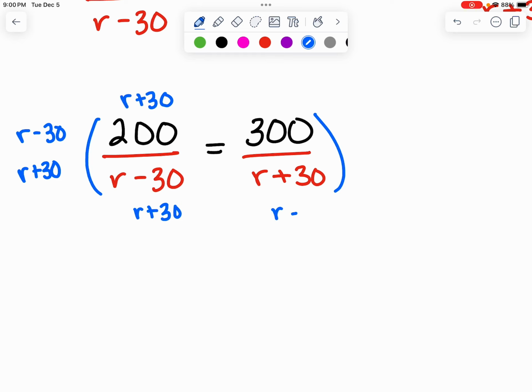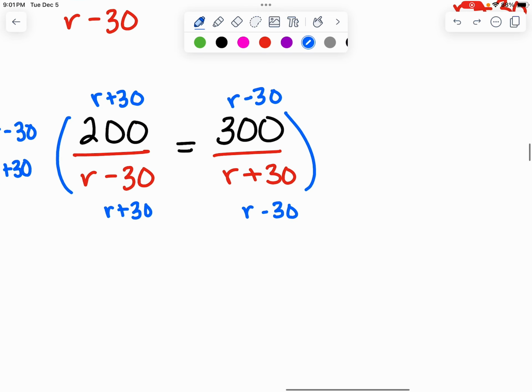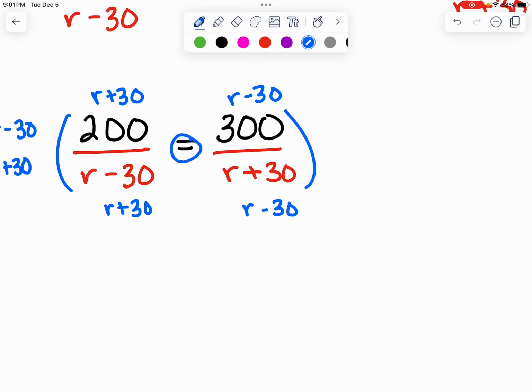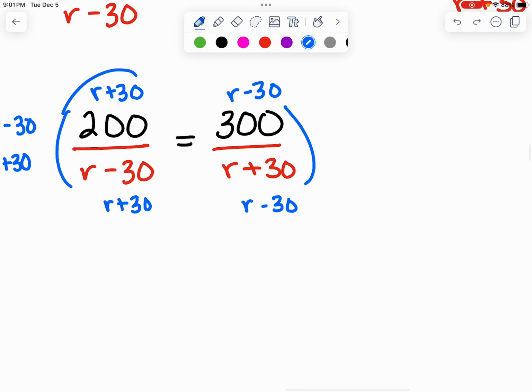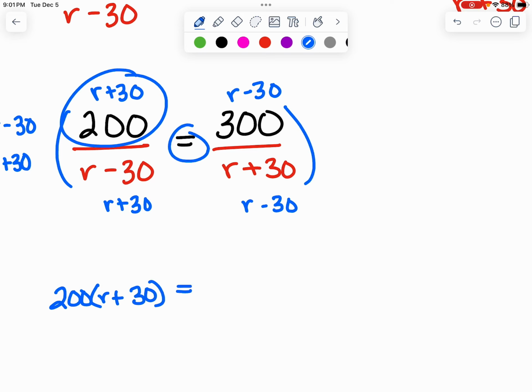This is actually a proportion problem. Can you see how we technically could have just cross multiplied? Kind of cool, right? Because this is a single equal sign. But let's just pretend we didn't. Read that: 200 times the quantity R plus 30 equals 300 times the quantity R minus 30.